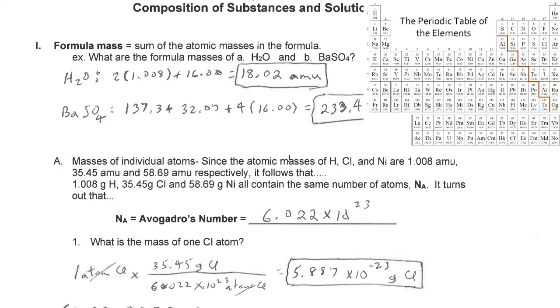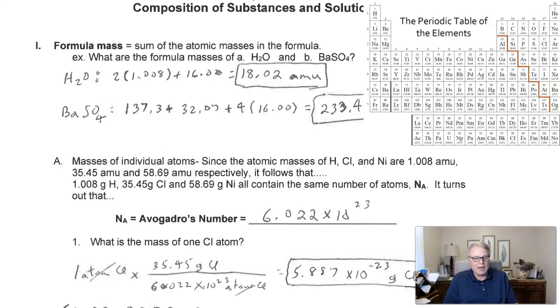Well, how much does a carbon atom weigh? Well, 12.01 grams? No. 12.01 AMU, atomic mass units, right? Well, do I have a scale in the lab that weighs things in atomic mass units? Well, no. I have scales that weigh in grams. So how much does a carbon atom really weigh? How could I figure that out?